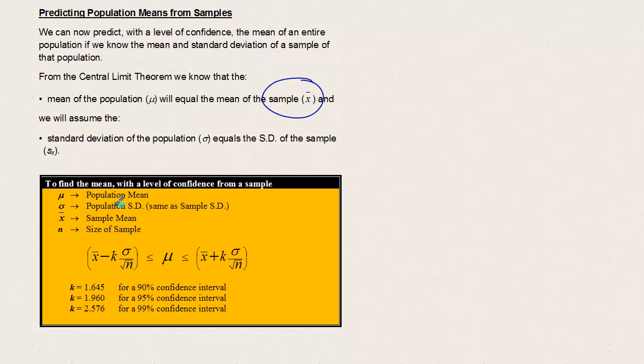So, mu is the population mean, sigma the population standard deviation, x bar is the sample mean, n is the size of the sample, and then one way of finding the confidence interval is to use x bar take away k times sigma over root n, x bar plus k sigma over root n, where k is the z-score value we looked at just now, depending on whether we're having a 90, 95 or 99% confidence interval.